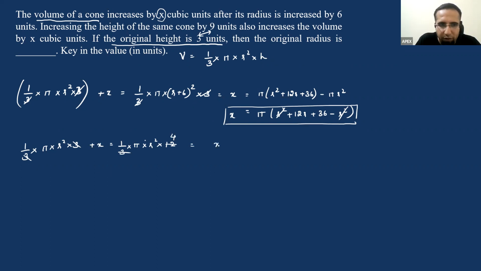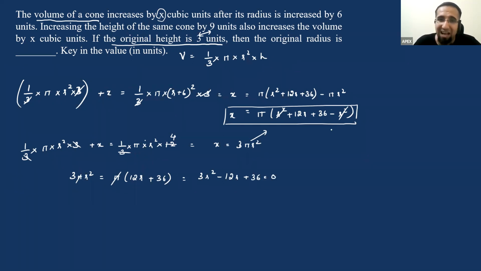So by equating this, what do we get? We get the value of x is equal to 4 pi r square minus pi r square, which will give you 3 pi r square. Now if I equate both these x's here, then what do I get? We get 3 pi r square is equal to pi common, and we get 12r plus 36. So pi and pi get cancelled. So I get a quadratic equation in the form of 3r square minus 12r minus 36 is equal to 0.